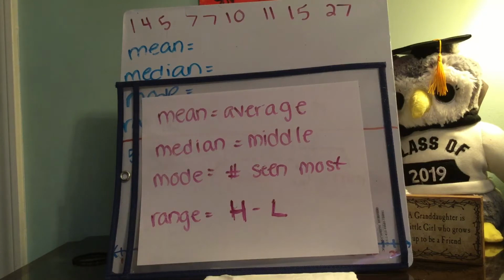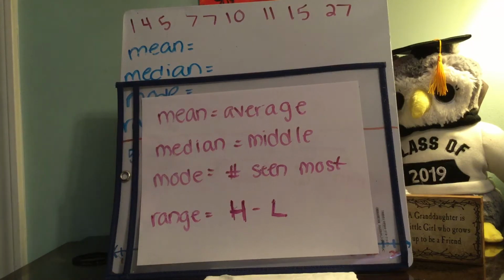So this is another video, and today we're going to be talking about mean, median, mode, and range to start off week 3. So the first thing I wanted to do is just review the definitions a little bit with you guys. So mean is the average, which means we take all of our numbers in our data set, add them up, and then divide by how many numbers were there.